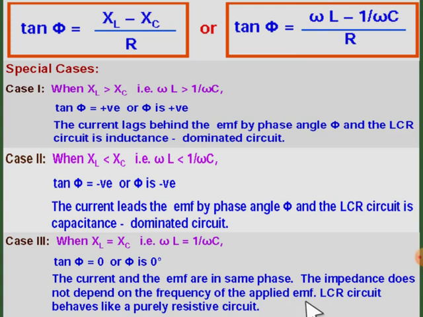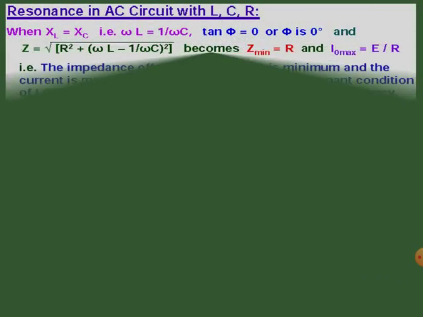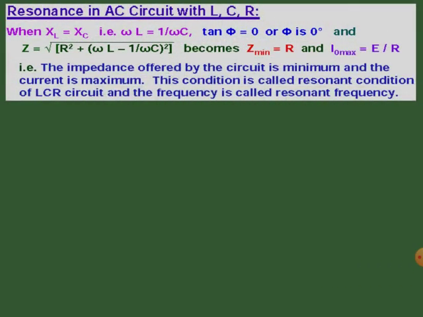In this case, the LCR circuit behaves just like a pure resistive circuit. Your impedance will be very, very small, and it will be equal to R. Your Z will be equal to capital R, and the current will be maximum in this case. Got it?